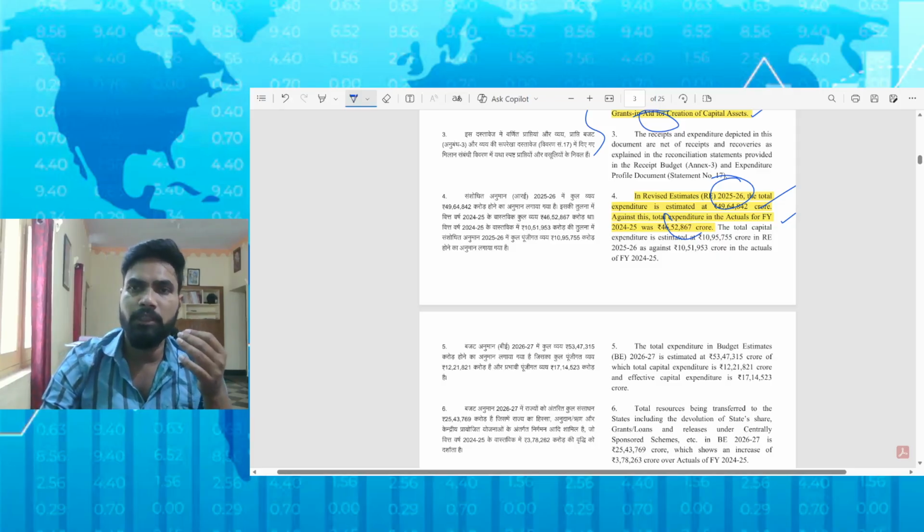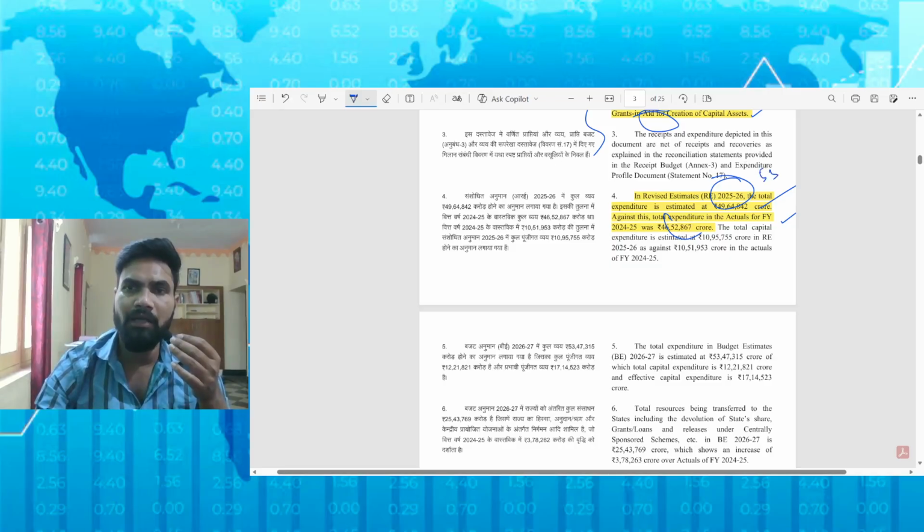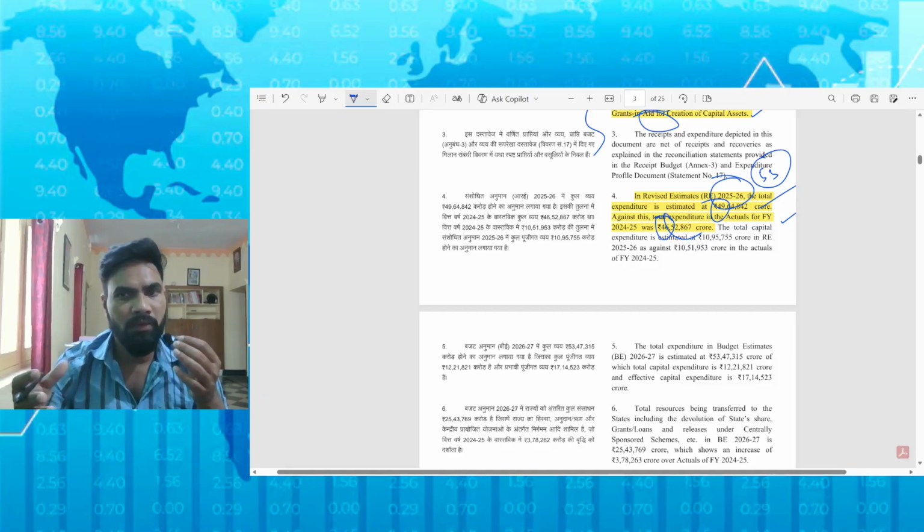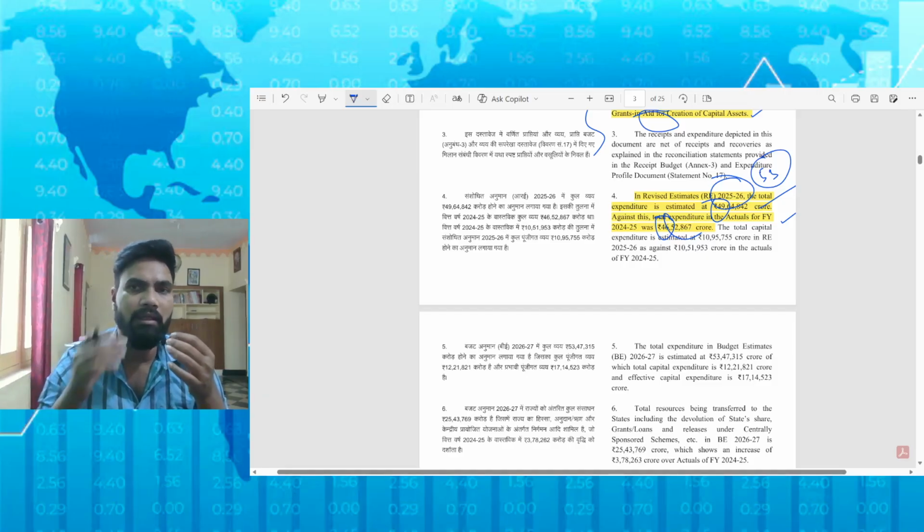This year, the budget size, the estimated expenditure, is 53 lakh crore rupees. So you can see 2024-25, 46 lakh crore rupees; 2025-26, 49 lakh crore rupees; 2026-27, 53 lakh crore rupees is the expenditure. In other words, that is also the size of the budget. In this, the total capital expenditure is estimated at roughly 10 lakh crore rupees in the revised estimates for the past financial year, against 10 lakh 51,000 crore rupees in the actuals of 2024-25.